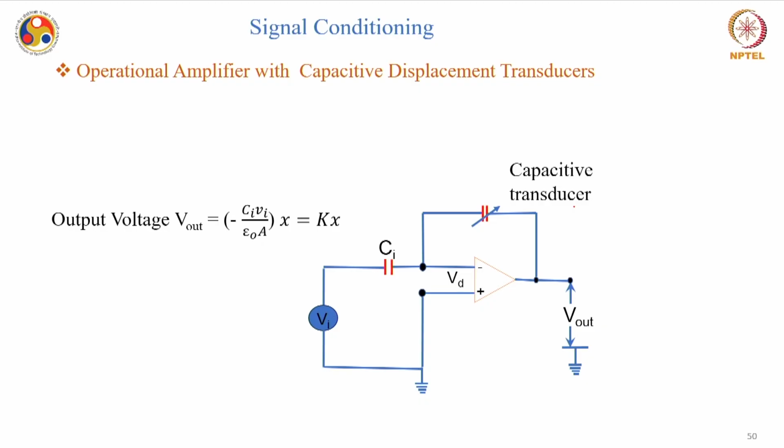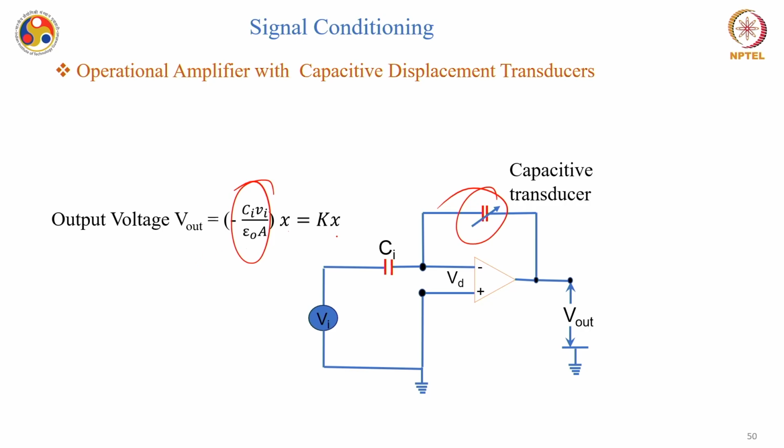And this is one of the examples here. You are using a capacitive transducer. Okay, so the capacitive transducer is attached in the feedback here, and in this case the output voltage is given as minus Ci Vi divided by epsilon A into X, or if I consider this as a constant, V out is equal to some constant into X.